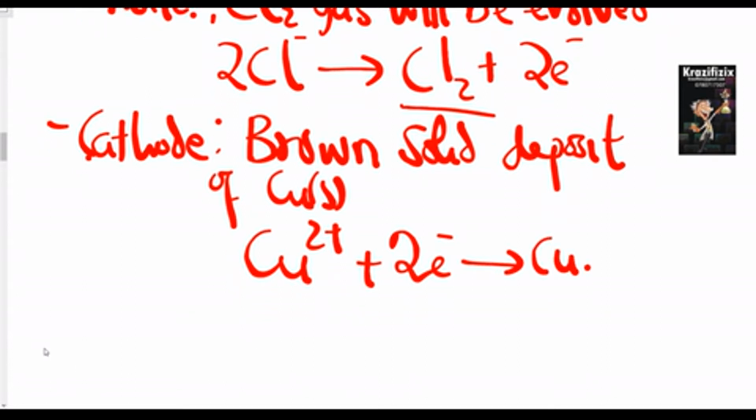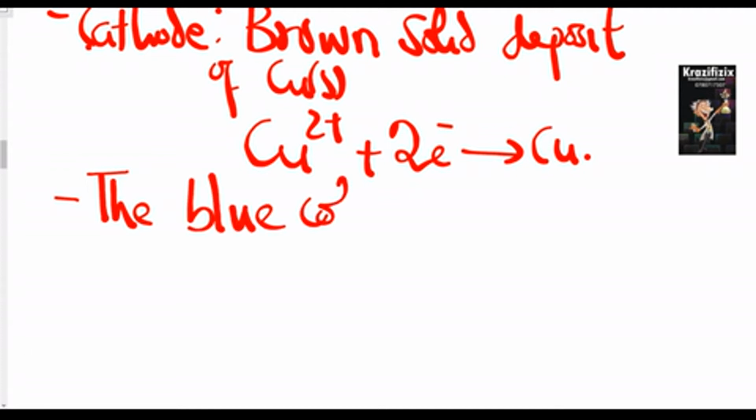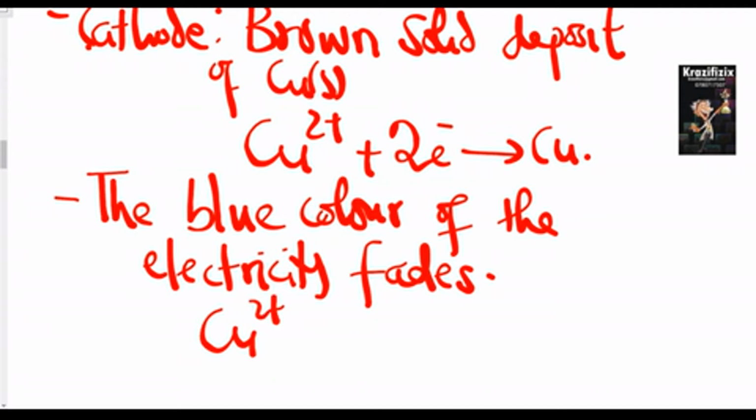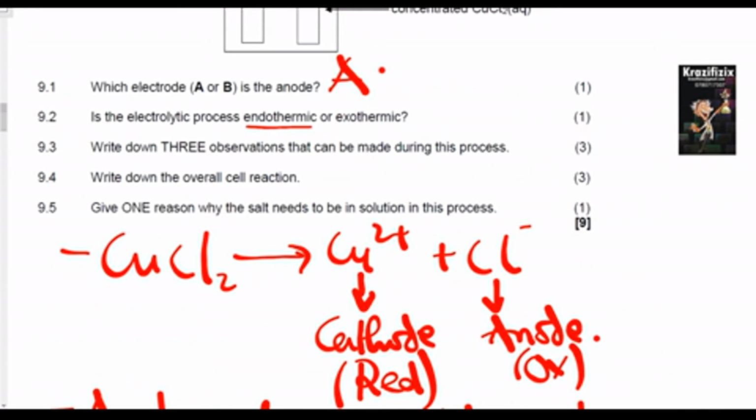Good. And thirdly, remember, we're using copper 2 salt, which is naturally blue. The blue color of the electrolyte, if you go back to the video, we mentioned this, fades because Cu2+ is depleted without replacement. All right, Cu2+ is depleted without replacement. I hope we understand that.